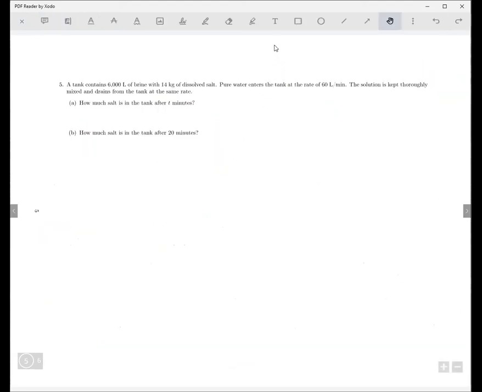Okay, so the fifth and final exercise of the assignment, you have a tank that contains 6,000 liters of brine. And this is basically just water mixed with salt, as far as I understand. So 6,000 liters of brine, so it's 4 kilograms of salt in there. Pure water enters the tank at the rate of 60 liters per minute. The solution is kept thoroughly mixed and drains from the tank at the same rate.